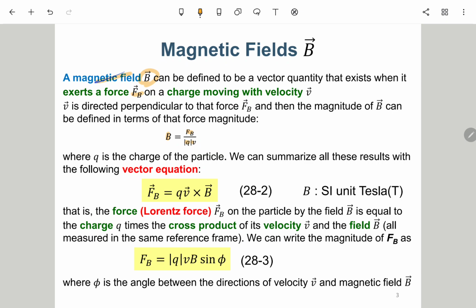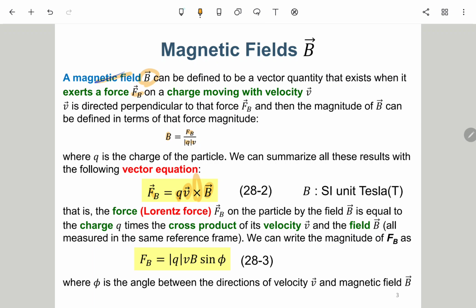If we try to write it in vector form, F_B equals the charge amount, and then we have the velocity cross with this B field. So this is the cross product. Probably you should have learned it in high school physics, I suppose.